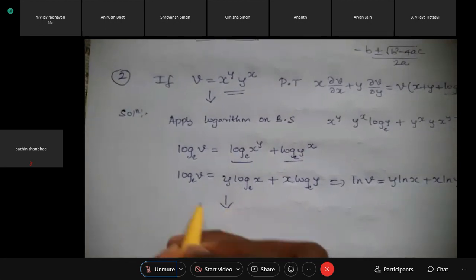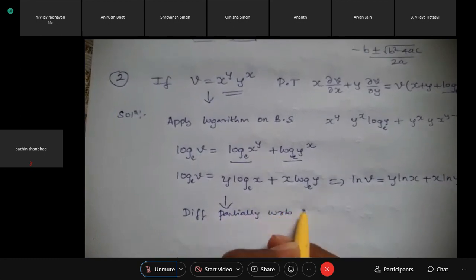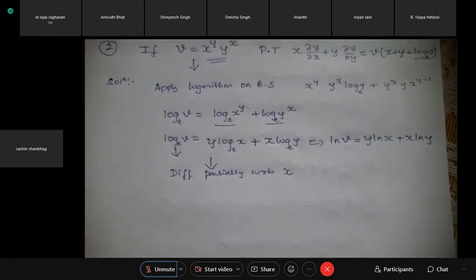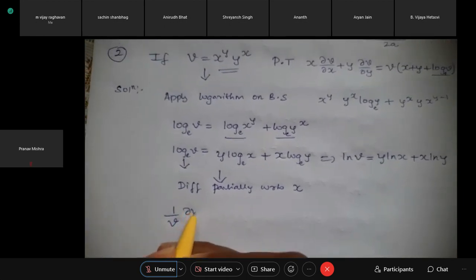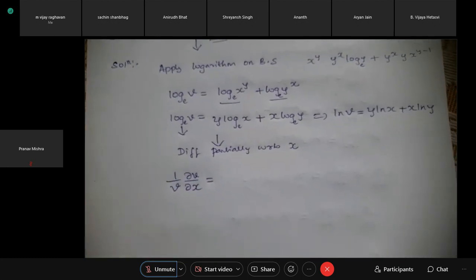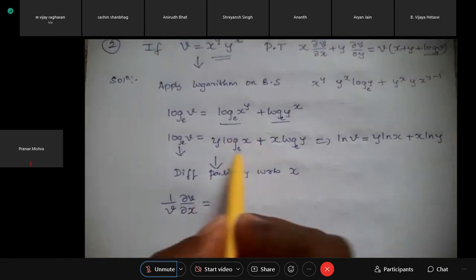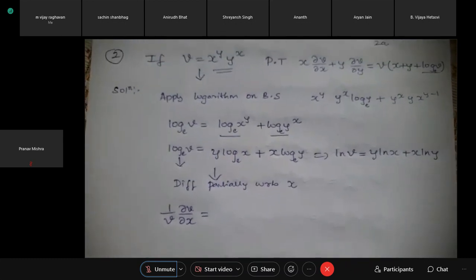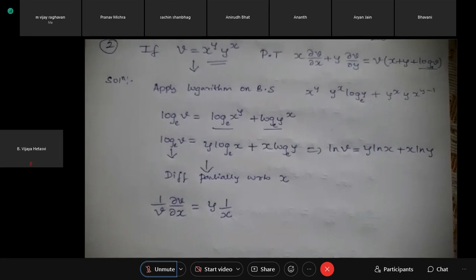Now I will differentiate this partially with respect to x. What happens to this left hand side quantity now? Is it 0? No, it will become 1 upon v, 1 by v first, and then differentiation of v with respect to x gives us dou v by dou x. Correct? Okay. Next, I have y log x. How do you differentiate this y log x? Do I need any product rule for this differentiation of y log x? No, sir. y remains constant. And differentiation of this will become 1 by x.